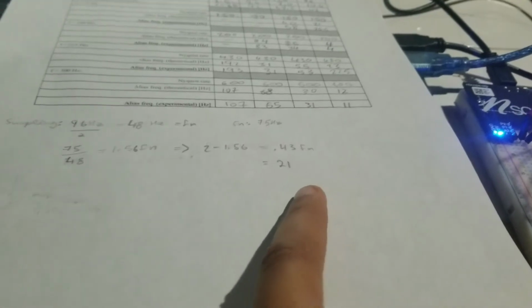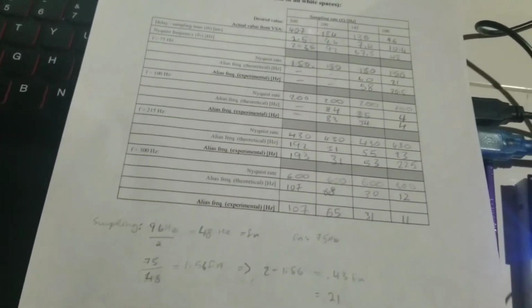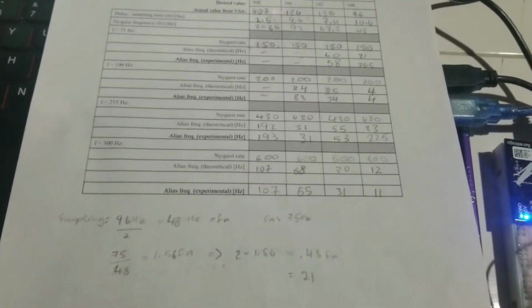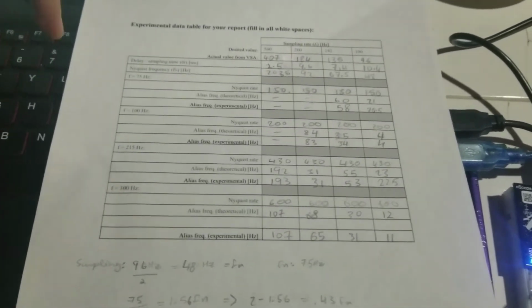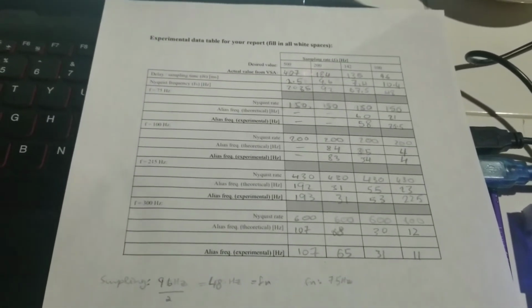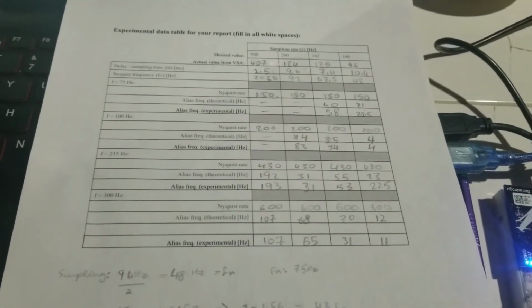aliasing frequency is. And I can show you this table where I found all the theoretical and I plugged in all the experimental aliasing frequencies. And as I said earlier, whenever there is a sampling frequency that is less than double the fundamental frequency, there is aliasing, which was proven correct by the experiment.